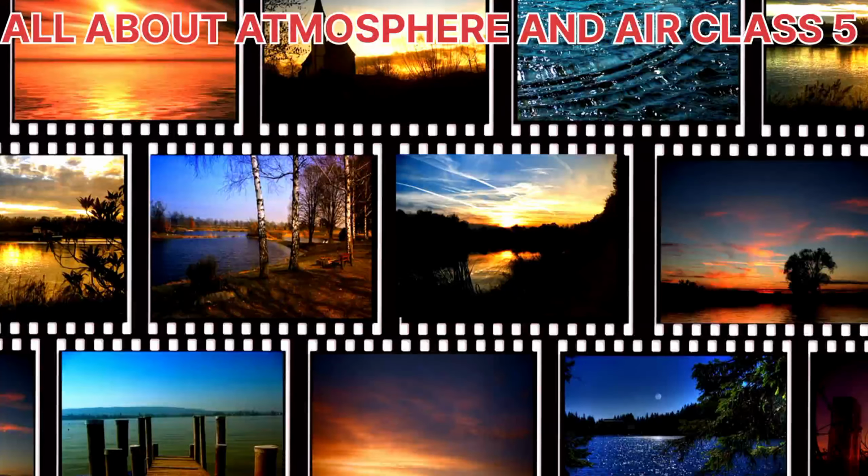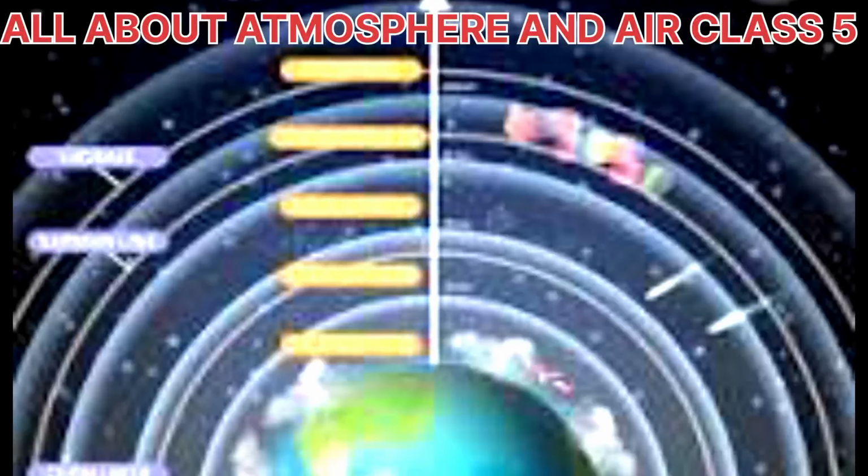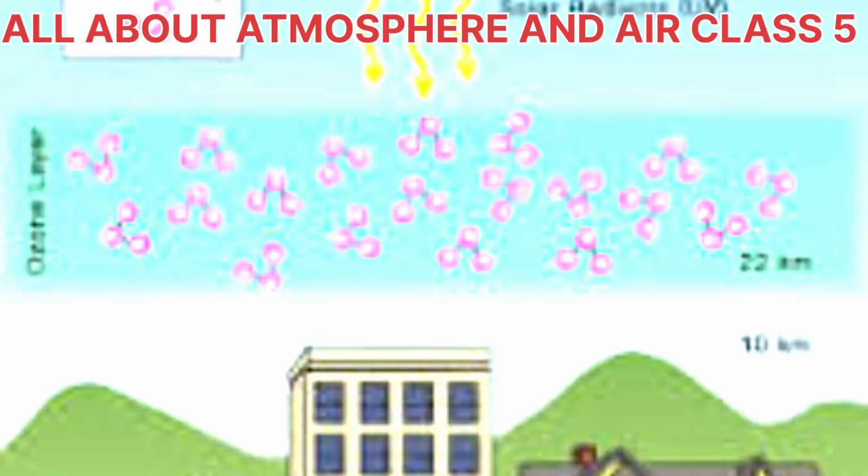Now we are talking about composition of air. Air is a mixture of gases. Air contains about 78% nitrogen and 21% oxygen, and the remaining 1% is made up of other gases such as argon, helium, neon, hydrogen, ozone, and carbon dioxide.